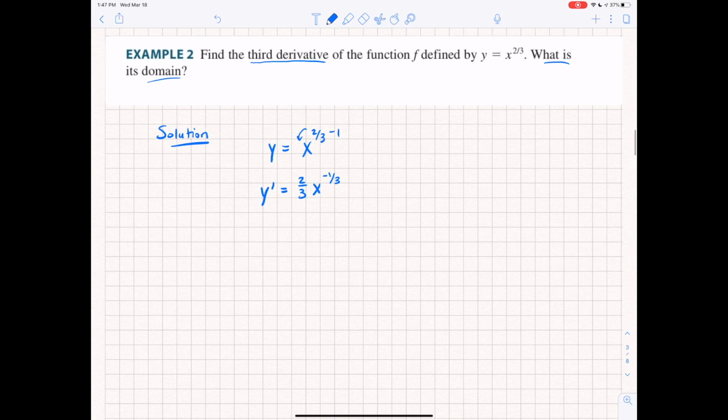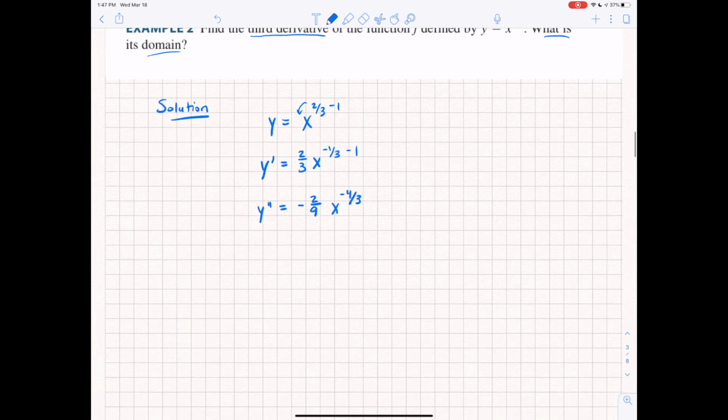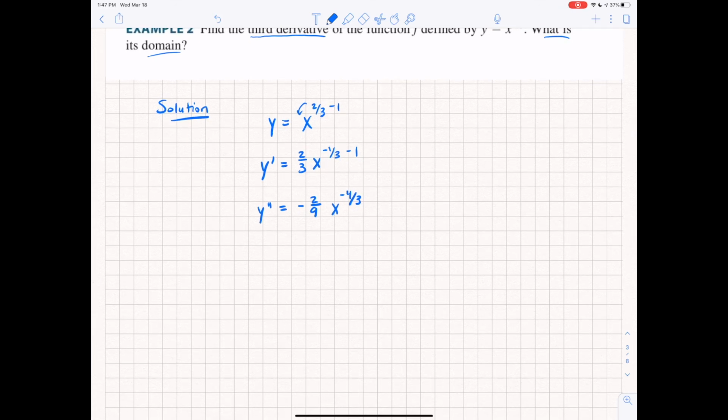Well, again, I need the third, so I'm going to go through and derive that. -1/3 will come down, so this will make -2/9 x, and then again, I'm going to subtract 1. -1 minus 3 is -4. Denominator stays the same. And so this is the second derivative. Again, I want the third, so this is going to be my last and final time. -4/3 comes down. This will give me +8 over 27 x to the -7 over 3. And so here's my third derivative.